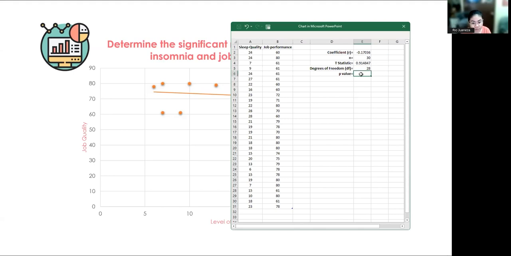Finally, we can determine the p-value using the T.DIST formula. So T.DIST, for x it is the t statistic, then df, the degrees of freedom, then tails, 2. So we have the p-value of 0.368084, or 0.37. So we close this one.